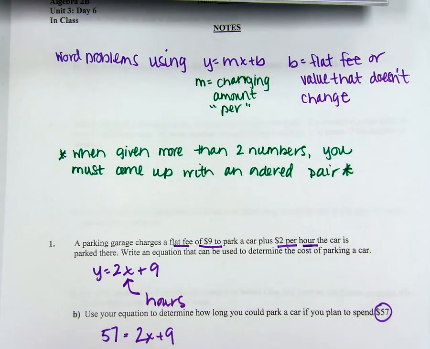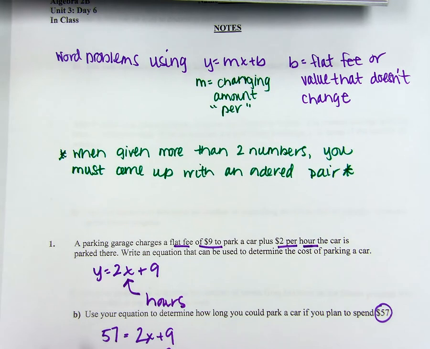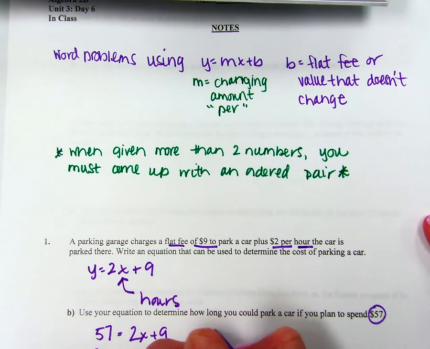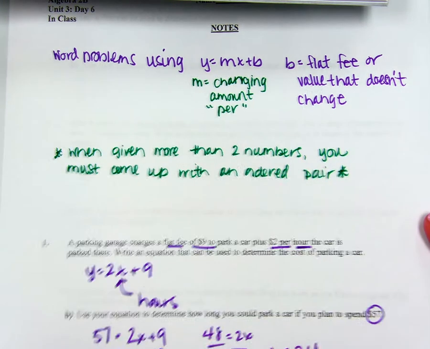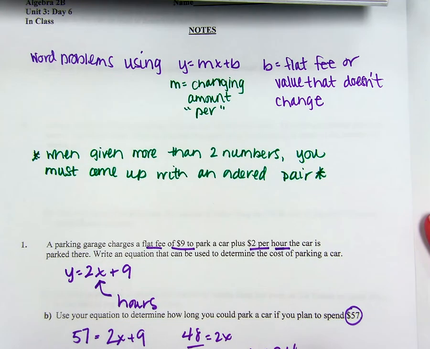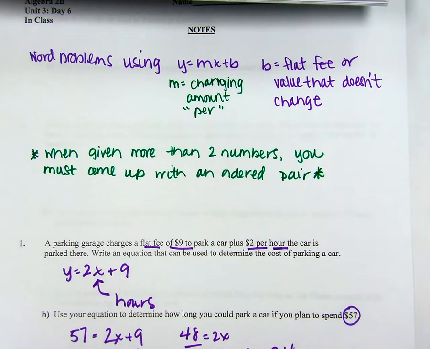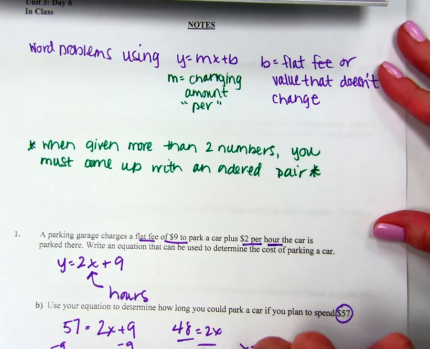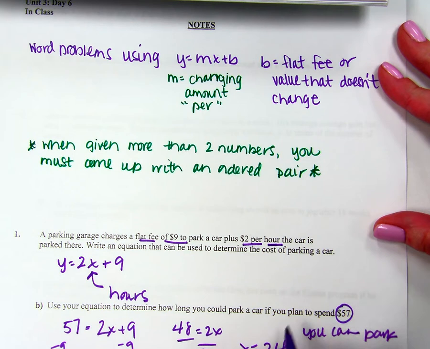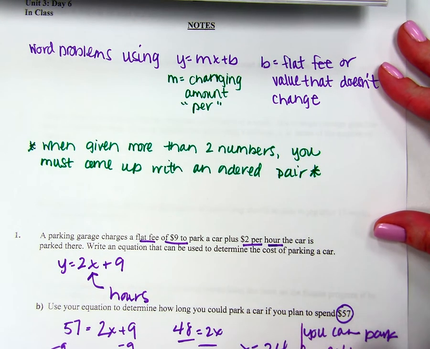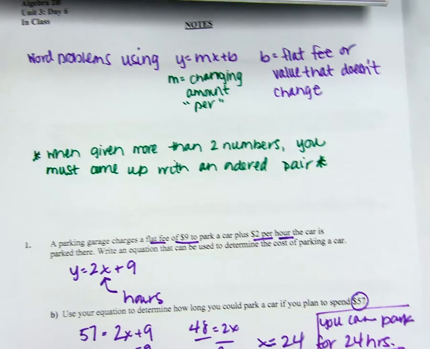So we're going to solve for our x. We have 57 minus 9, which gives us 48 equals 2x. We divide that by 2, and x equals 24. So we could park for up to 24 hours and spend $57. Remember, you want a sentence, and that's your final answer. So number 2.